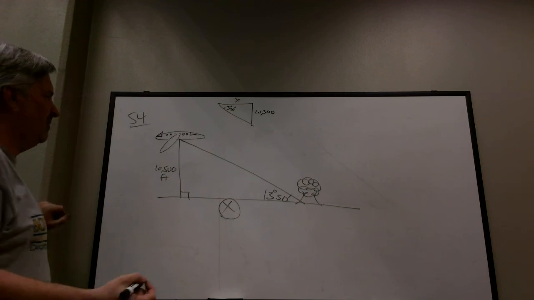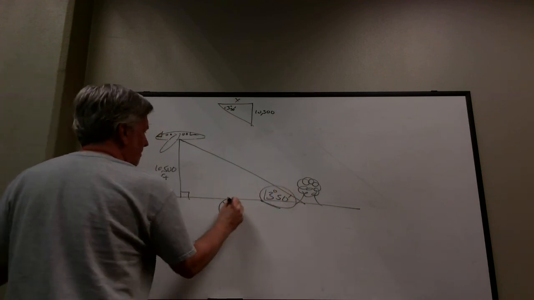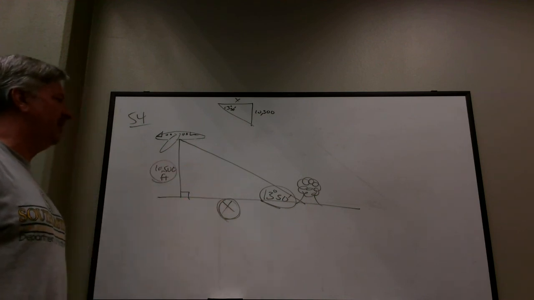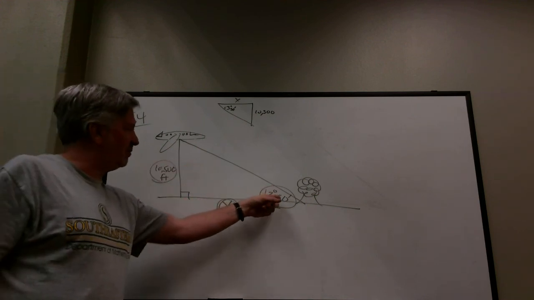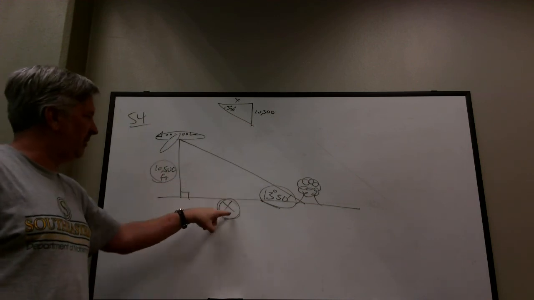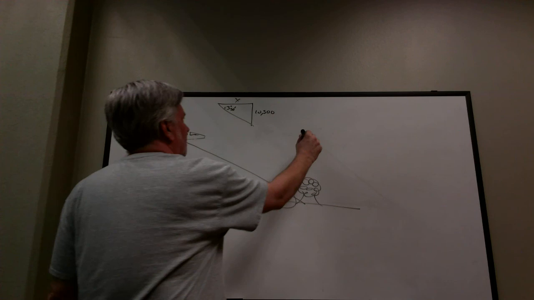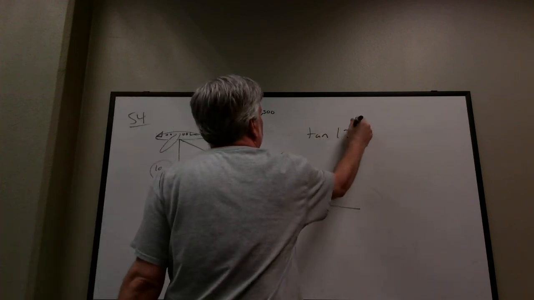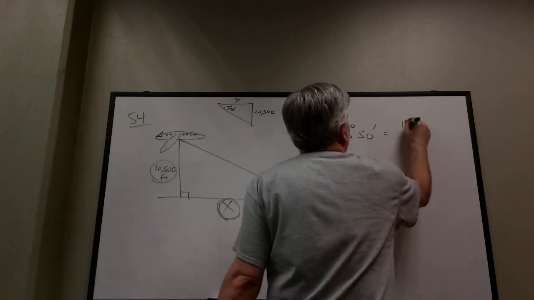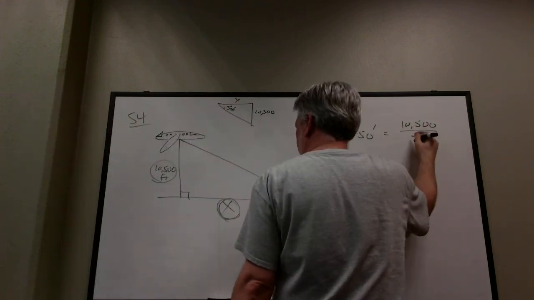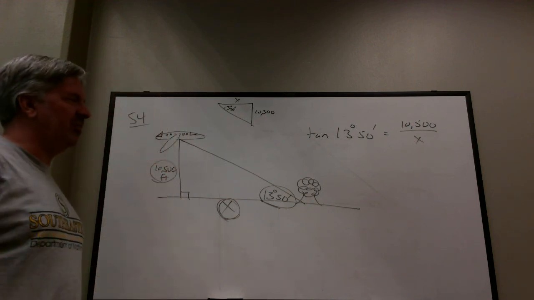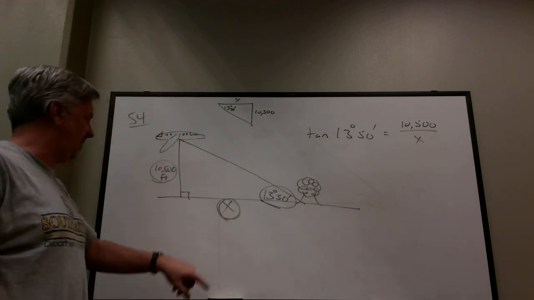Okay, so what's the procedure? Choose one of the acute angles and two of the sides. Make sure you know two of the three things, which I do. Then you ask yourself what trig function relates this angle to these two sides. This is opposite and adjacent to 13 degrees 50 minutes, so that's tangent. So tangent of 13 degrees 50 minutes is the opposite side, 10,500, over the adjacent side X. Okay, so I'm following the same procedure we did before. All the work here is just setting up the picture.